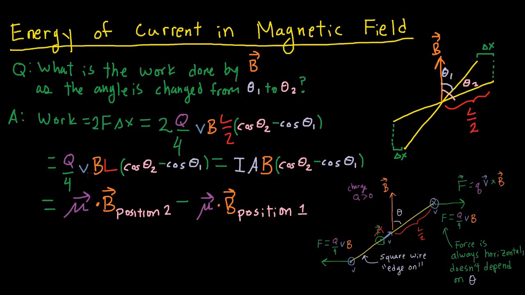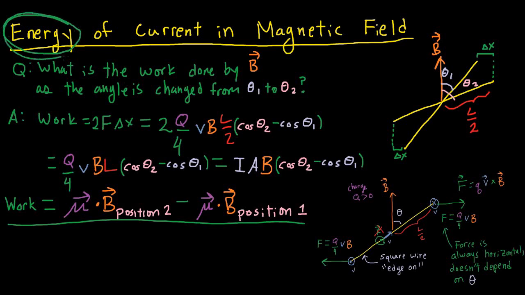Okay, we finally did it. We finally figured out the expression for the work that the magnetic field does when the angle of the wire is changed from theta 1 to theta 2. This is our expression. So now that we've figured this out, we can now address our original question of what is the energy of this current in the external magnetic field.